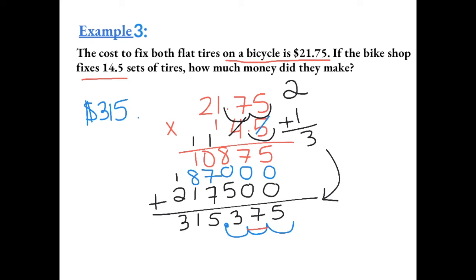we have to round to the hundredths place. So the number after the 7 is 5. So that means that we have to round the 7 to an 8, because if the number after it is 5 or bigger, we round up. So that means that they earned about $315.38.